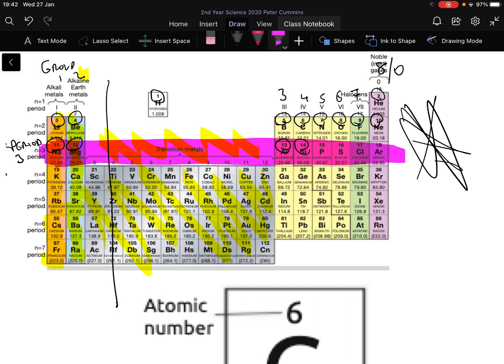Now all that's going to mean something in a while, right? It'll all start to add up, if you just remember that for now. You've got groups going across the top, so the columns are groups and the rows are periods.